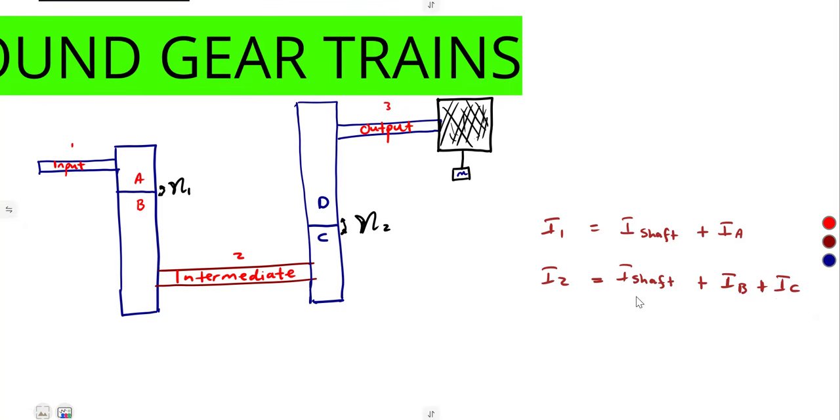You see now. At the output, the moment of inertia there must consider what we have at the output. So at the output, what we have is going to be the shaft first. Then as we can see, the output here, it is just like an intermediate because it is carrying D and the drum. So gear D will be having what? The moment of inertia for that gear D.